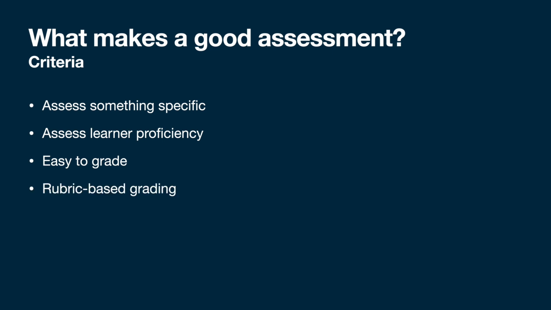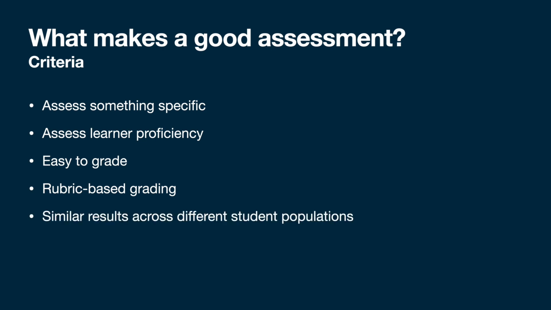An ideal assessment for me also includes rubric-based grading. This makes things very clear for the learner, and it makes things very clear for me what grade an assignment will get. And I should be able to get similar results across different student populations. Let's say that I use the same assessment in different classes. In the same way, we should be able to get similar results if I use the same assessment in the same level in different quarters.